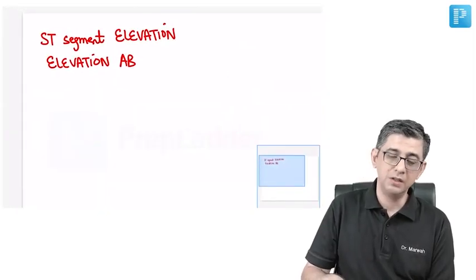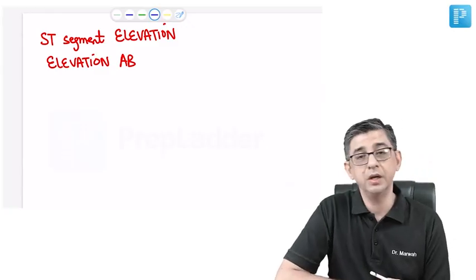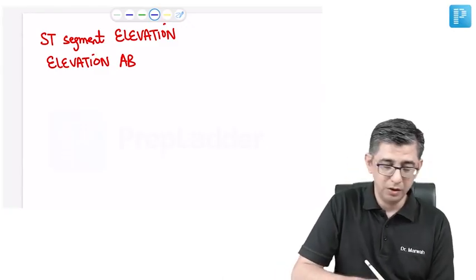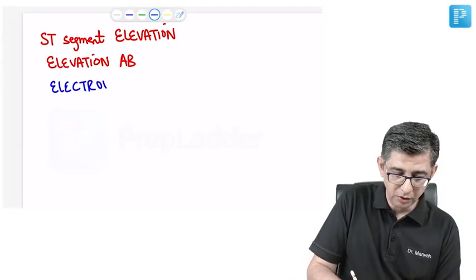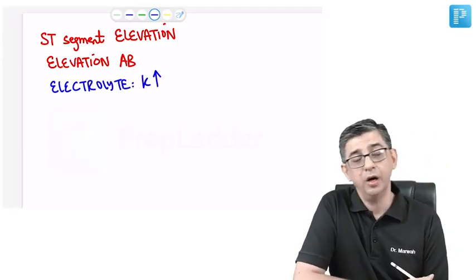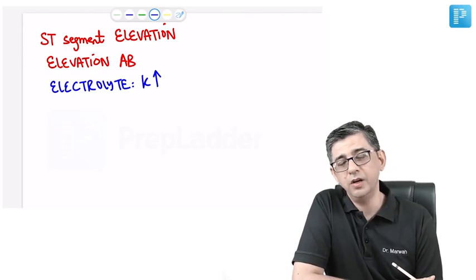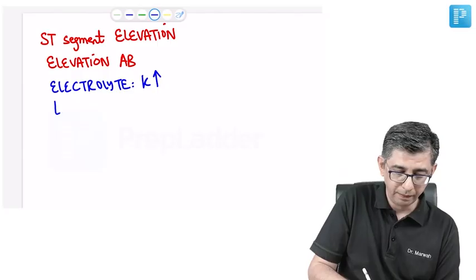Moving ahead, we have ST segment elevation, very characteristic. So let's look at this mnemonic, ELEVATION, to remember the causes. The first alphabet E here will be for electrolytes. And the electrolyte that we are talking about here would be hyperkalemia. In hyperkalemia, there is a tall tented T wave. When T goes up, ST would also go up simultaneously.